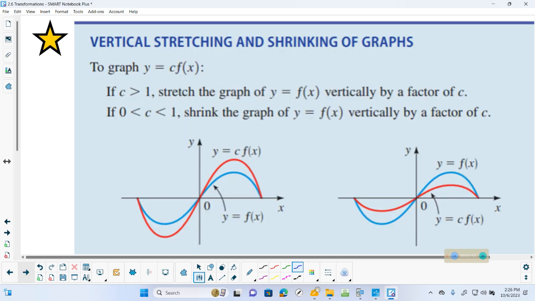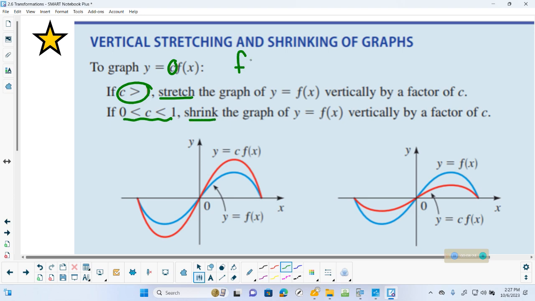Okay, so we have done horizontal left and right shifts, we've done vertical up and down shifts, we've dealt with the negatives and the reflections. Let's get into the vertical stretching and vertical shrinking. So how you know you have a vertical stretch or shrink is you multiply by a value in front of your function. If that value is over 1, it stretches it. If it's between 0 and 1, it shrinks it.